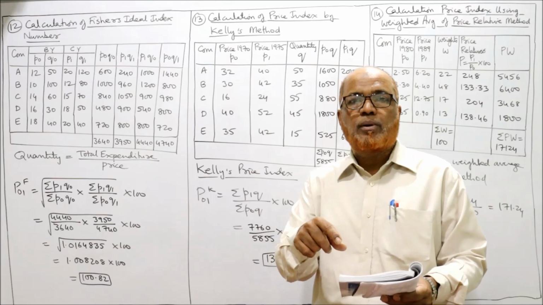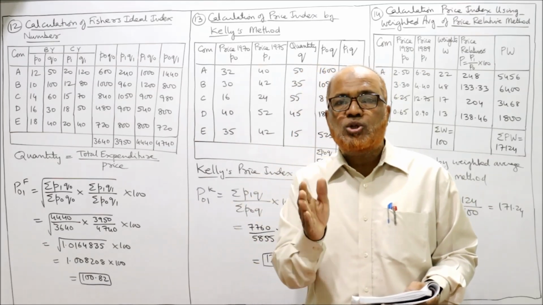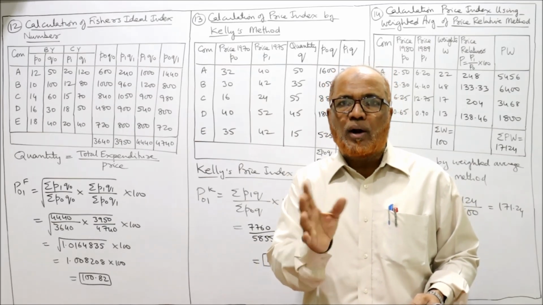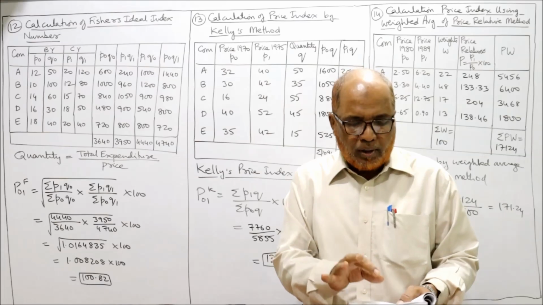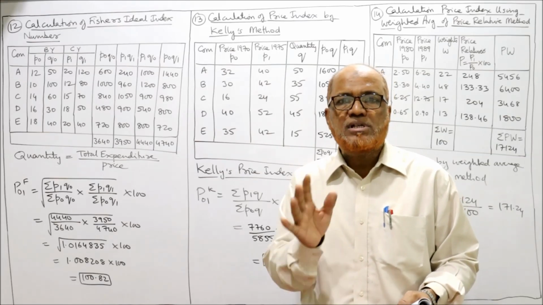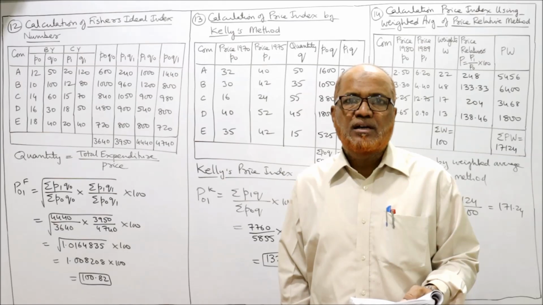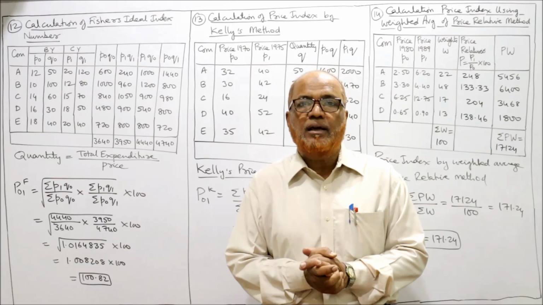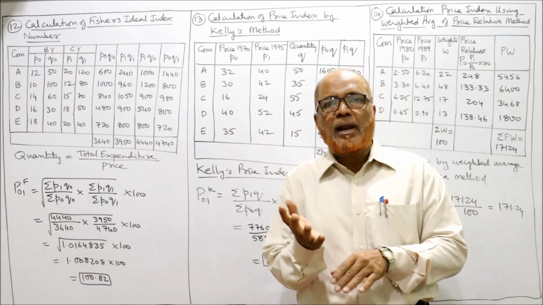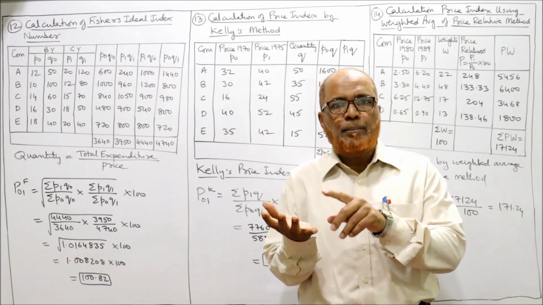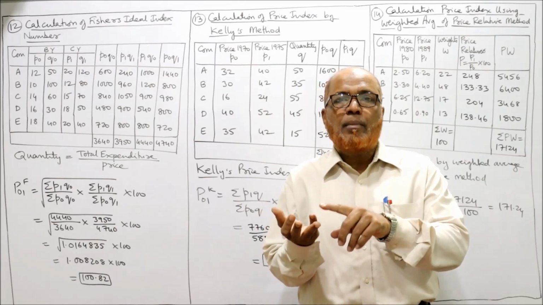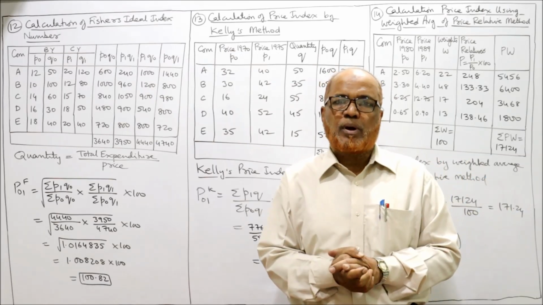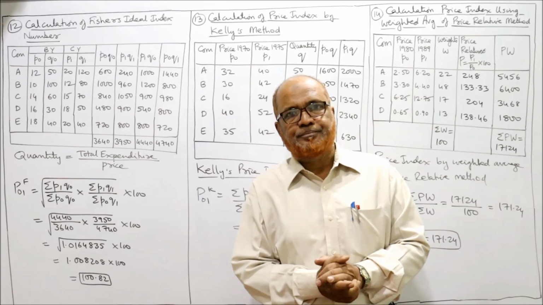What is the new point in this problem? We are not given separate quantities for base year and current year. Only one quantity consumed is given, which is applicable to both the base year as well as the current year. Use Kelly's method. So for the first time we are going to apply Kelly's method. So far we have applied Laspeyres' method, Paasche's method, Fisher's method and Marshall-Edgeworth's method. These four methods we have already done in the previous problems. Kelly's method we are applying for the first time.